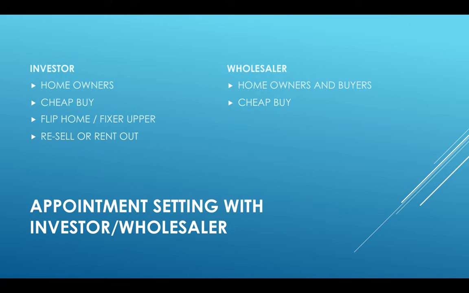So basically, just like the other one, your wholesaler client is looking for a cheap buy, or something that they could purchase for half price or even lower, right? Something that they would profit from. And same thing with the other one, it should be a flip home or a fixer upper. And like I said earlier, most likely a wholesaler is a middleman, right? So that's the gist of it for appointment setting with an investor and a wholesaler.